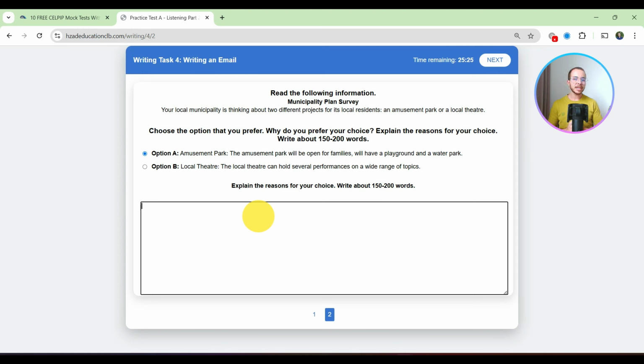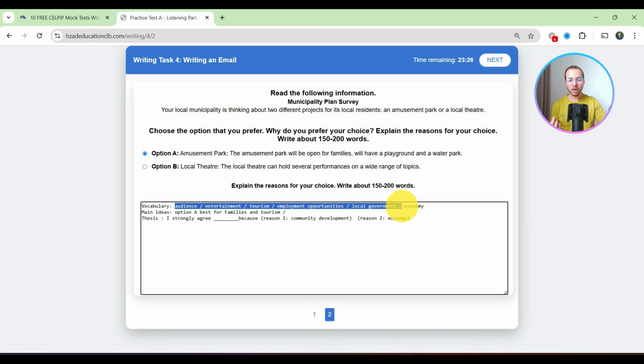Now let's get started with brainstorming. I already wasted time. So we're doing vocabulary, main ideas, and a thesis. Let's go. All right, I did a very brief description. Vocabulary, I have words like audience, entertainment, tourism, employment opportunities, local government. However, I like the word municipality, and economy. My main idea is that option A is better for families and tourism, and I put that into a thesis, which I will improve as I write.